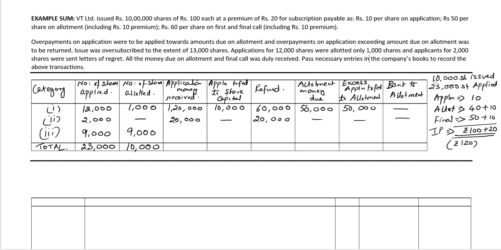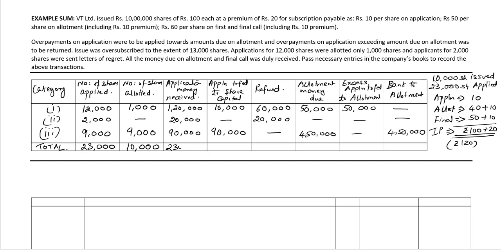Let's go to the third category of full allotment. Application money received is number of shares applied, 9,000 shares multiplied by 10 rupees per share, which is 90,000 rupees. Application transferred to share capital, 9,000 shares allotted multiplied by 10 rupees per share, 90,000 rupees. There is no amount to be refunded. The allotment money due is 9,000 shares multiplied by 50 rupees per share due on allotment, which is 4,50,000 rupees. There is no excess application money that can be transferred to allotment, and the bank to allotment figure is 4,50,000 rupees.